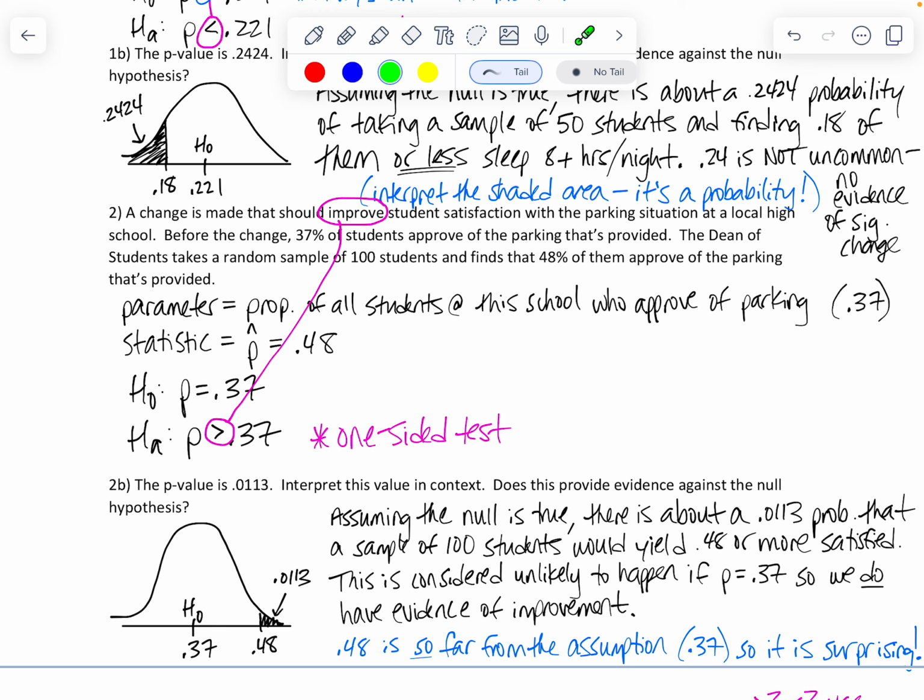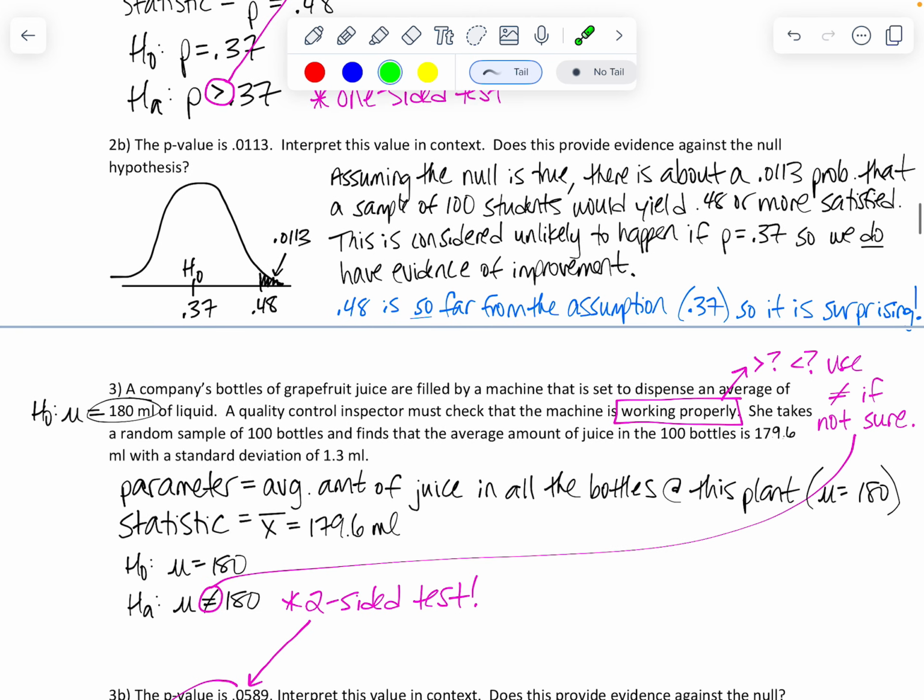The point is that the 0.48 is so far from the original assumption, so it is unusual, surprising, interesting. I think that this number is no longer the center. I think we actually have improved student satisfaction. Okay, let's talk about number 3.